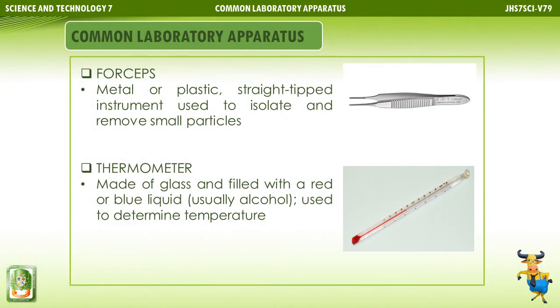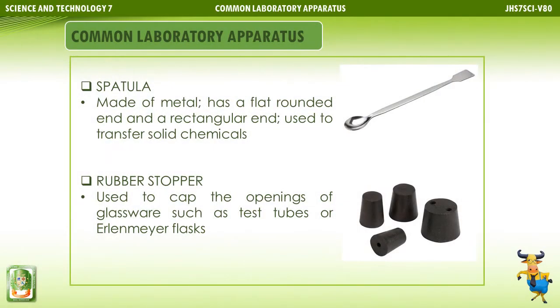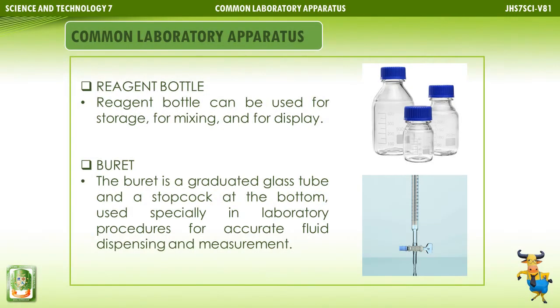Forceps. Metal or plastic, straight-tipped instrument used to isolate and remove small particles. Thermometer. Made of glass and filled with a red or blue liquid, usually alcohol, used to determine temperature. Spatula. Made of metal, has a flat rounded end and a rectangular end, used to transfer solid chemicals. Rubber stopper. Used to cap the openings of glassware such as test tubes or Erlenmeyer flasks. Reagent bottle. Reagent bottle can be used for storage, for mixing, and for display.